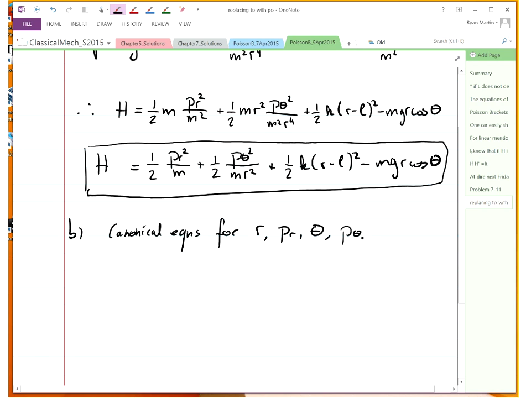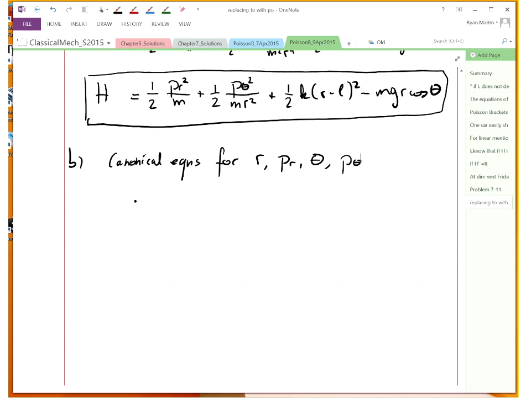Remember, the P's are to be treated exactly the same as coordinates. We have 4 different things now. In the Lagrangian formalism, we have 2 degrees of freedom, and we describe our system using R and theta and second-order differential equations for R and theta. In the Hamiltonian formalism, we use R and theta and PR and P theta, and then we only use first-order differential equations.